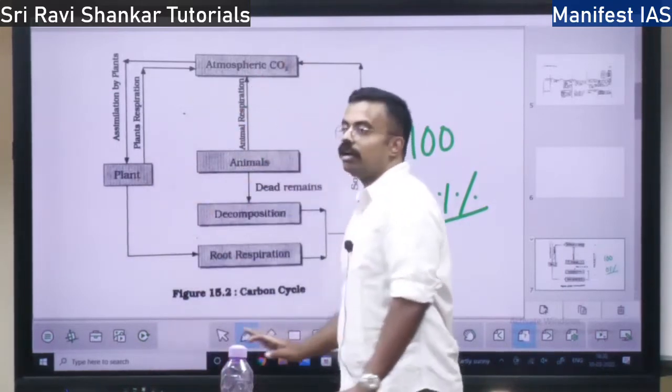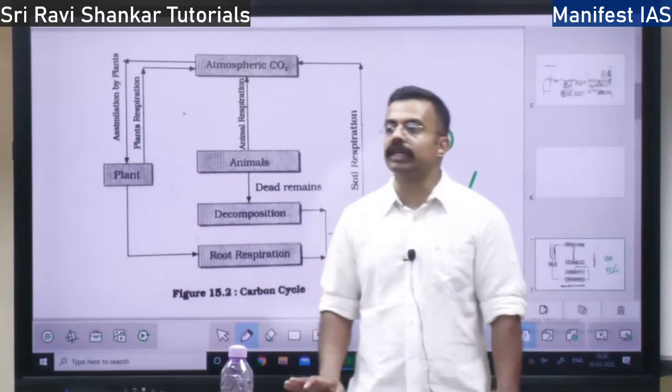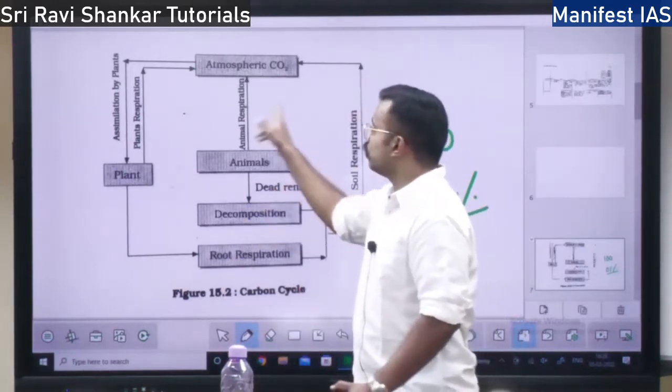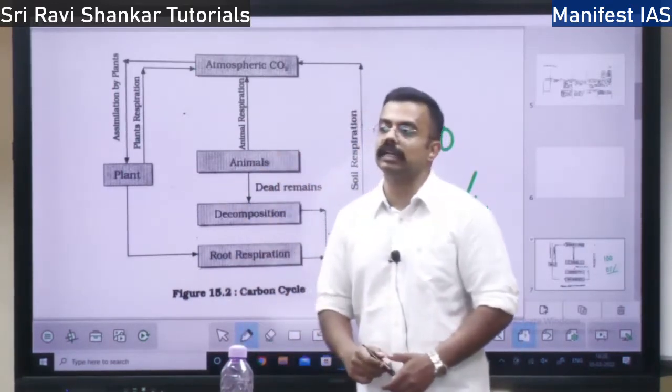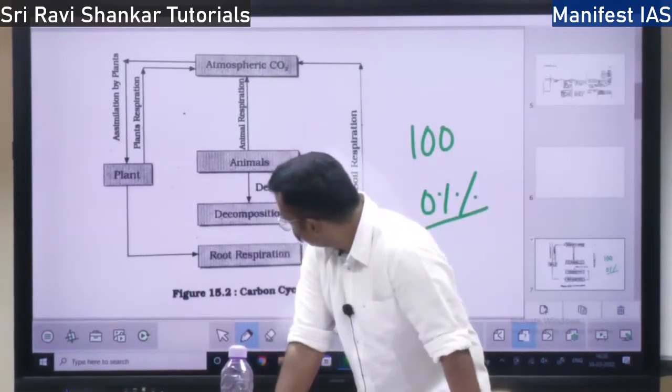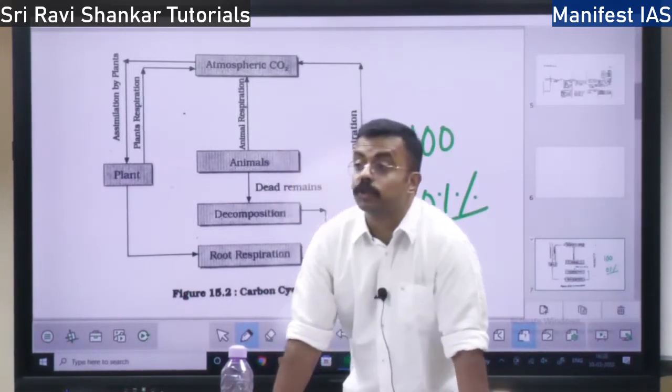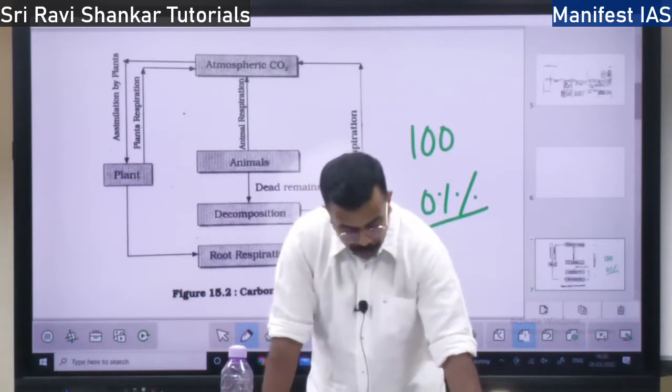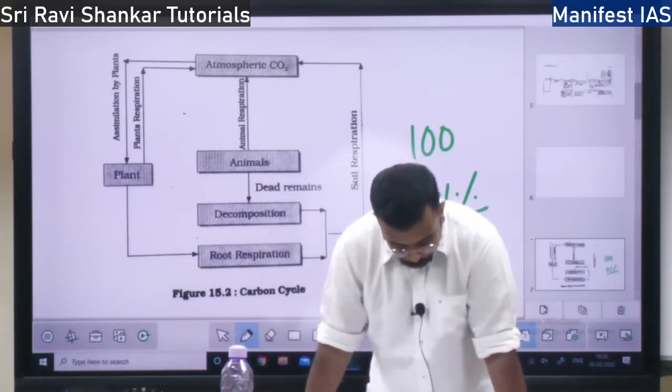So via decomposers and root respiration, carbon dioxide will go back to the atmosphere. So this is the flow of energy, water and nutrients. Here you are just seeing the flow of carbon dioxide, how it flows between the land and the atmosphere. Here there is no water, but land and atmosphere, right? In the carbon dioxide cycle.